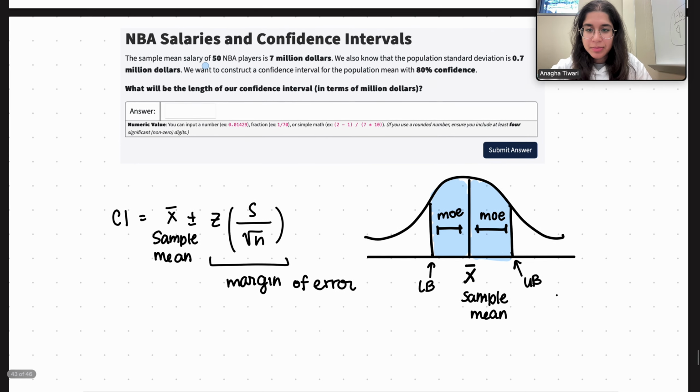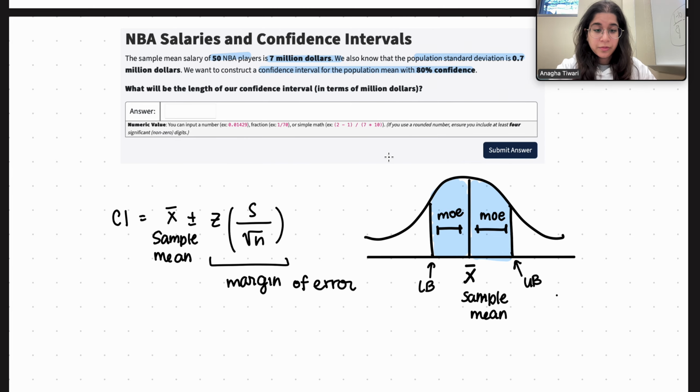So here it says the sample mean salary of 15 NBA players is $70 million, and we also know the population standard deviation is basically $0.7 million. We want to construct a confidence interval for the population mean with 80% confidence. So now it says, what will be the length of our confidence interval in terms of millions of dollars?